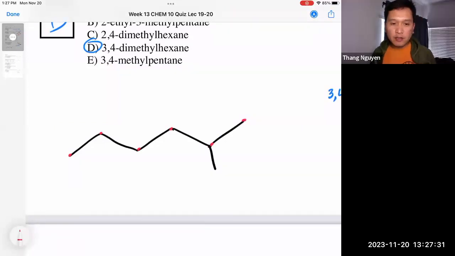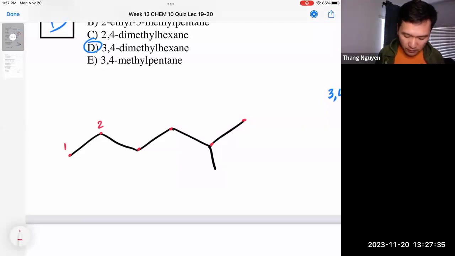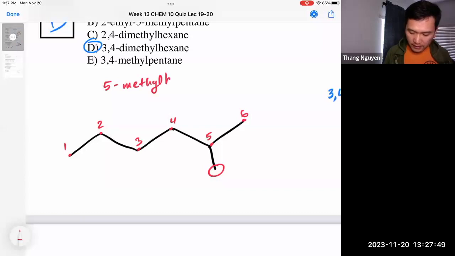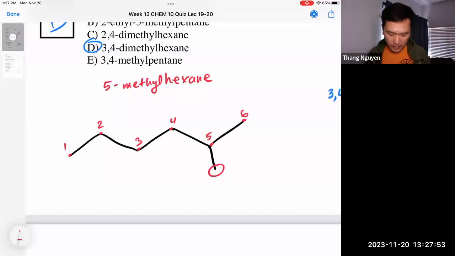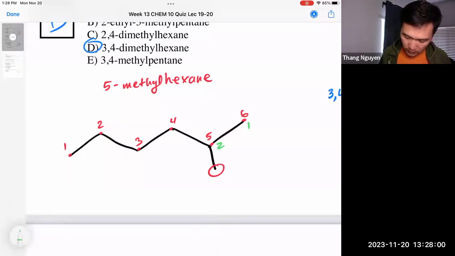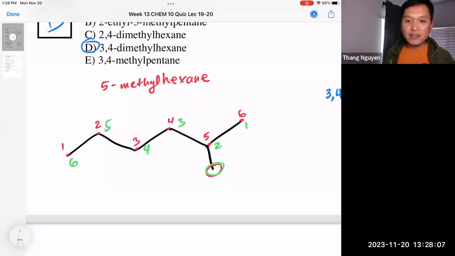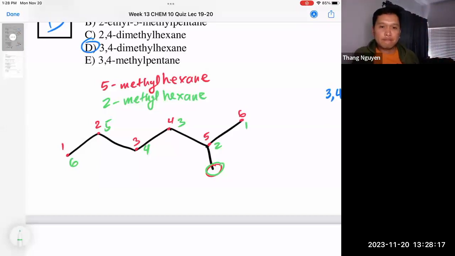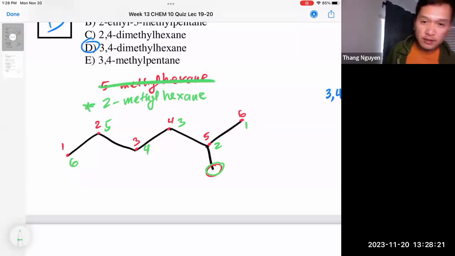You can number this from the left, being this as number 1, 2, 3, 4, 5, and 6. So your methyl substituent is on the 5th carbon. So you could have called this 5-methylhexane. But that's not correct, because if you numbered it from the right, 1, 2, 3, 4, 5, 6, that substituent comes off of the 2nd carbon. So its true name is 2-methylhexane. You see the difference there? So this is correct, and this one is incorrect.